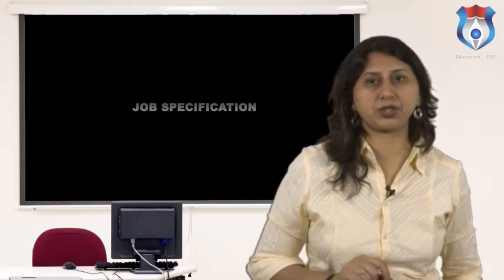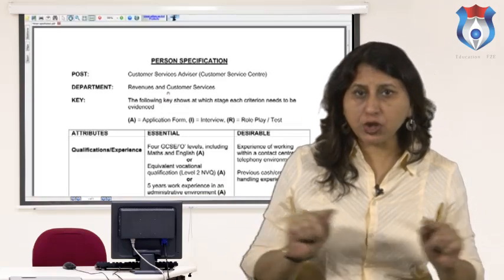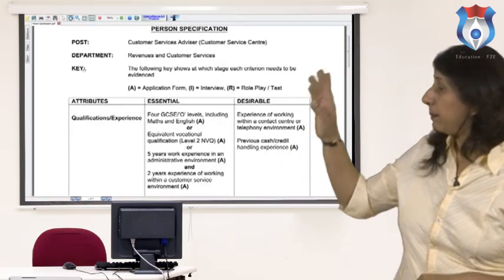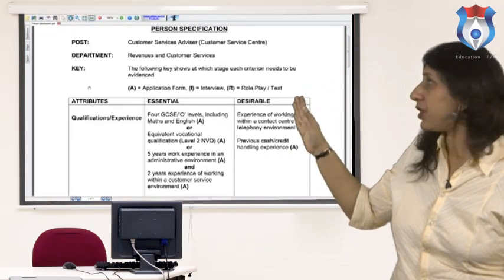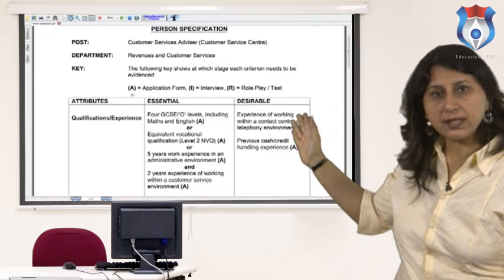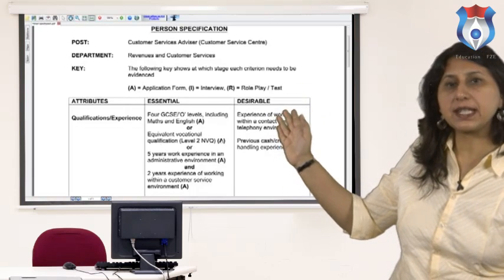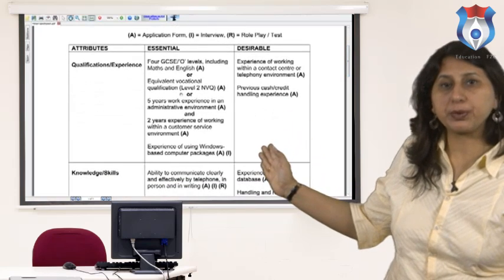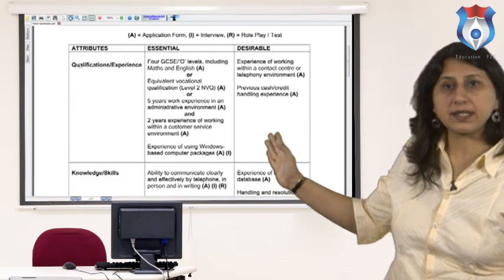Job specification. The format for job specification should include the following items: Position title: education, training, experience, knowledge, abilities, skills, aptitude, desirable attributes, contraindicators if any.